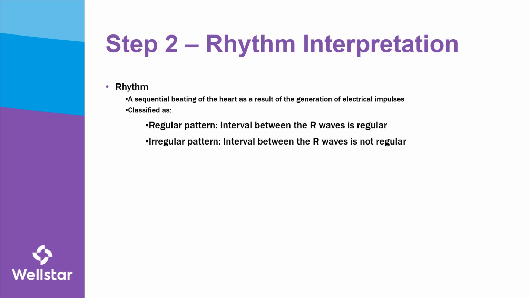All right, so that covered step 1, determining your rate. Moving on to step 2, we have rhythm interpretation. And this is just, is it regular or is it irregular? Rhythm is defined as a sequential beating of the heart as a result of generation of electrical impulses, classified as a regular pattern. The interval between the R waves is regular, or an irregular pattern. The interval between the R waves is not regular.